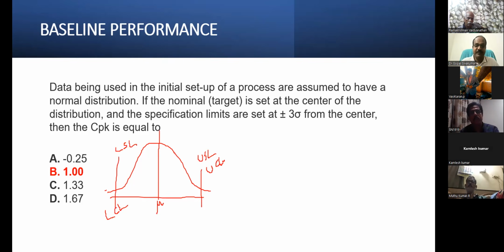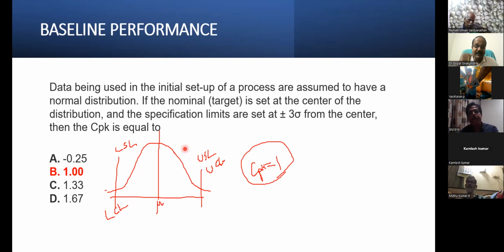It is 1. Numerator and denominator are both the same. If I ask you, just an additional question here, what will be the value of CP under the same situation? CPK and CP are both the same. CP will also be 1.